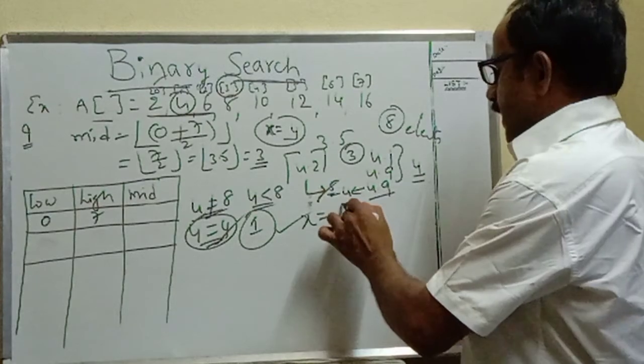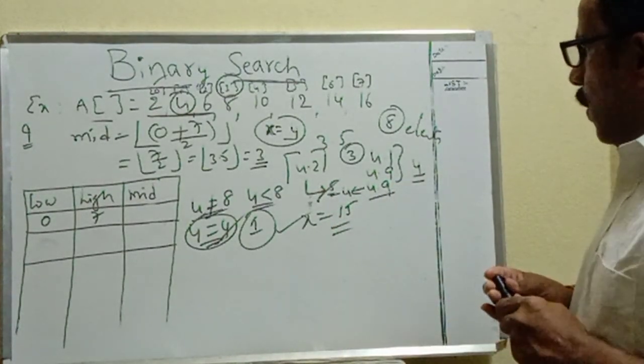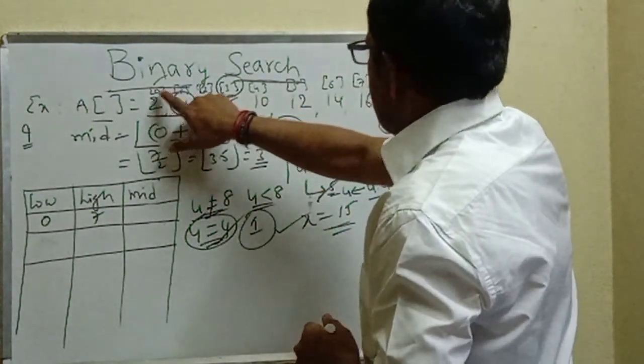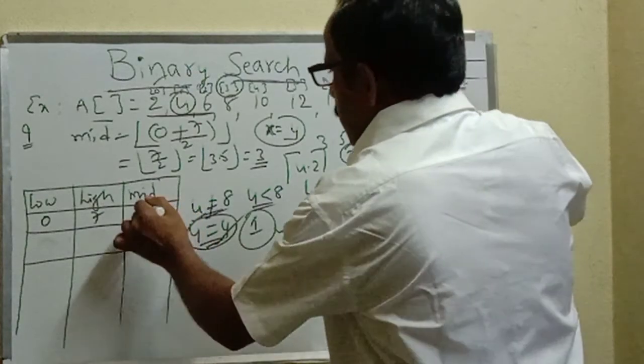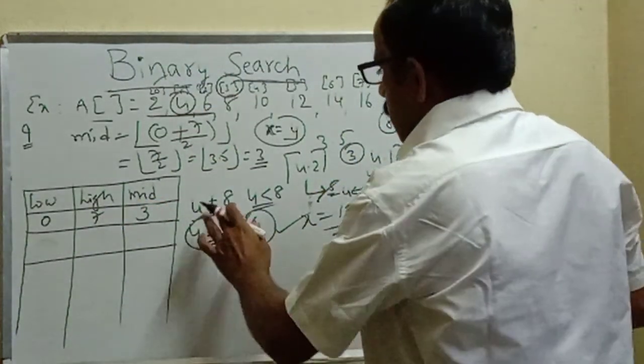Suppose you take 15, so x equals 15. What is the initial location number? 0. What is the final location number? 7. What is mid? I have already told you, 3. So what is the mid location element now? The element at the mid location is 8.